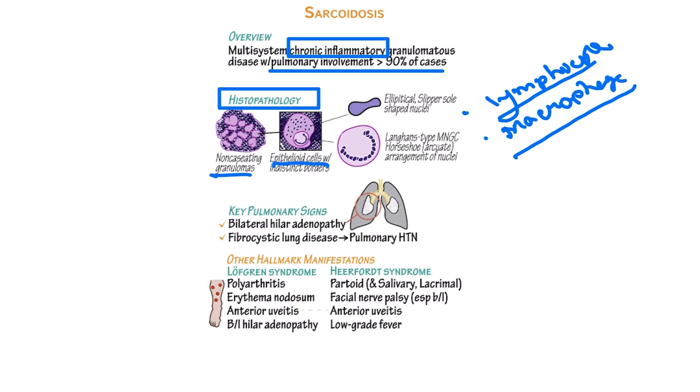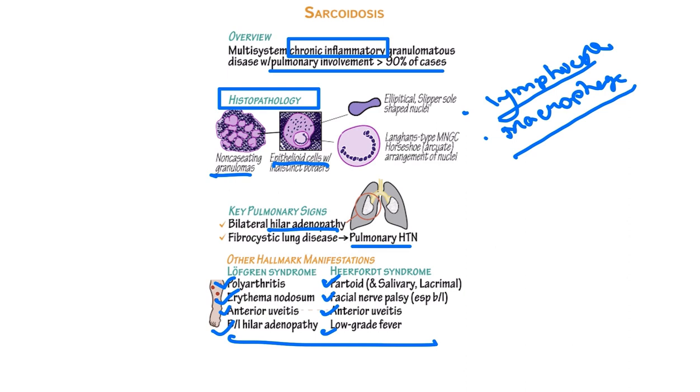In the pulmonary sites, there is bilateral hilar lymphadenopathy, and pulmonary hypertension may develop. Other areas include polyarthritis, erythema nodosum, anterior uveitis, hilar adenopathy, parotid or salivary swelling, facial nerve paralysis, and low-grade fever. So sarcoidosis mainly involves the lungs, but it can also involve the salivary glands, the vessels, and the skin.